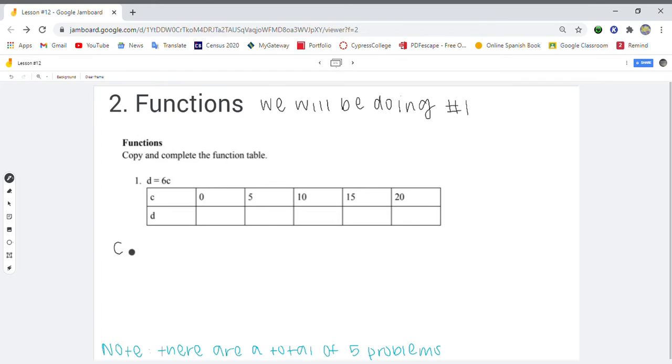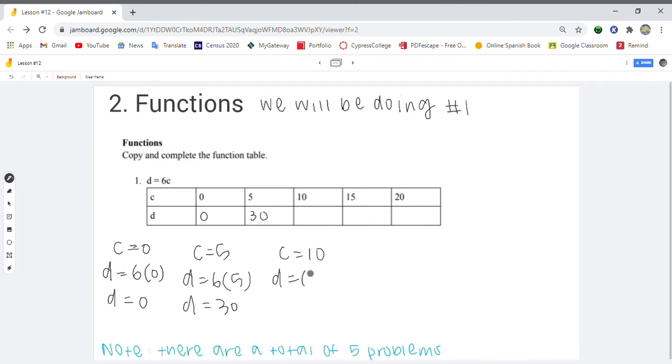So c equals 0, and we're trying to find the d value when c equals 0. So we will plug in 0 for c, like this, and we'll substitute it. And d would equal 0, so we just put 0 right here. Next, we're going to c equals 5, and d equals 6 times 5, because we substitute it, and 6 times 5 is 30, so we put 30 here. And 10, so it's d equals 6 times 10, which is 60. So we put it right here.